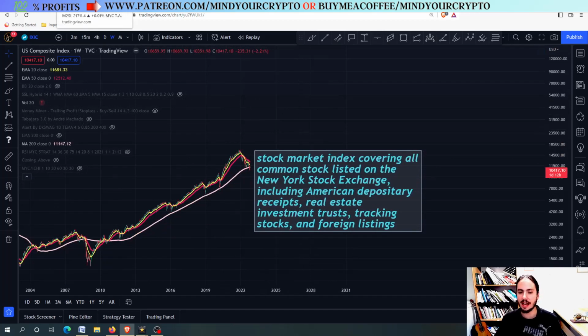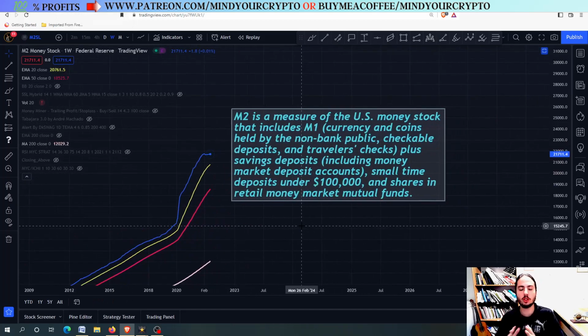Let's go to the other one, and this is the M2. The M2 is the money supply, and it is a measure of the US money stock that includes the M1: currency and coins held by the non-bank public, checkable deposits, and travelers' checks. Also, savings deposits, including money market deposit accounts, small time deposits under 100,000, which are very important, and shares in retail money market mutual funds. So the M2 is a very good measure to see what the money supply is in the world.